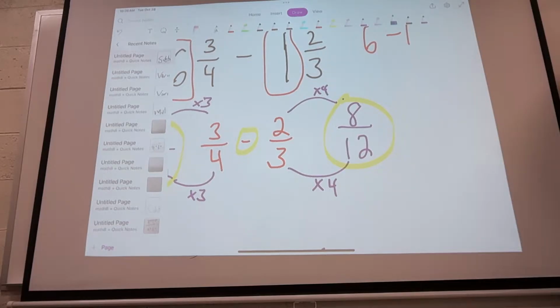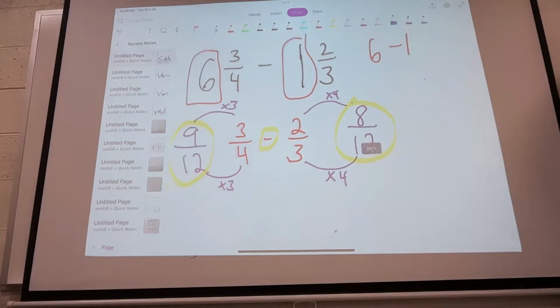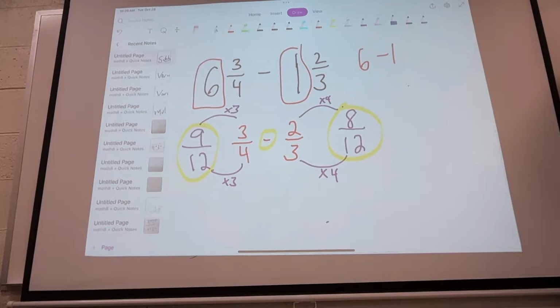9 take away 8 is 1 over 12. 6 take away 1 is 5. 5 and 1/12.